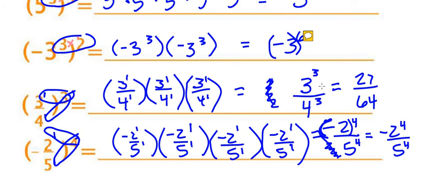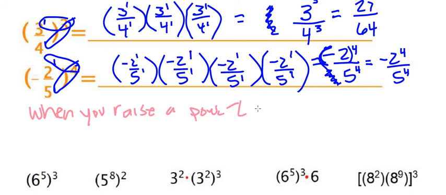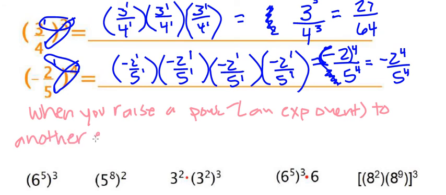So the power to a power rule tells you that when you raise a power, and that means an exponent, to another exponent, you multiply the exponents.